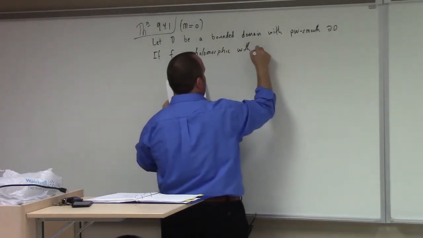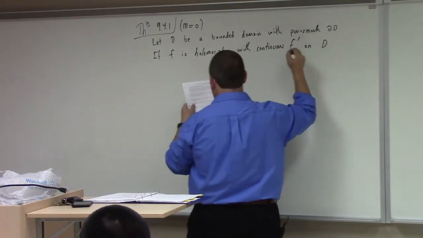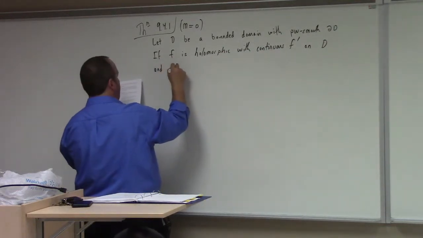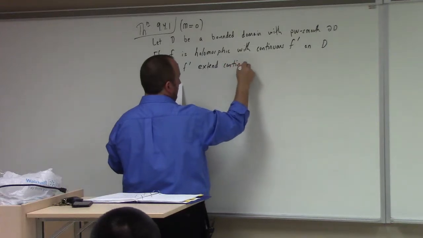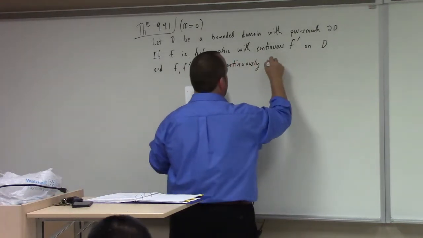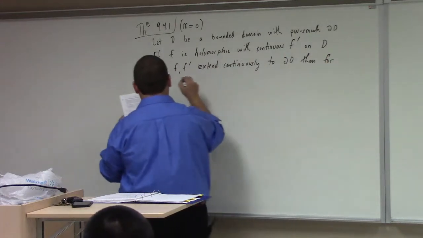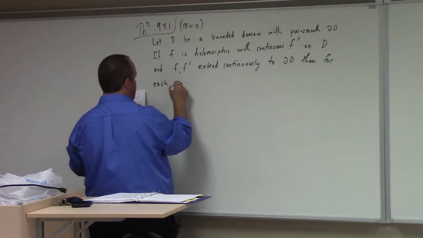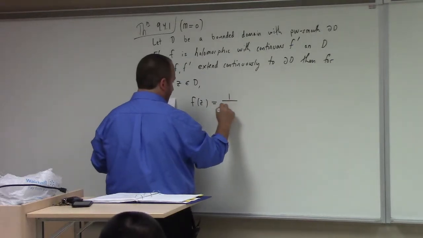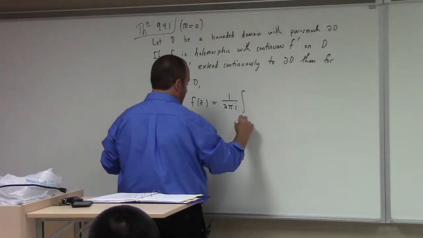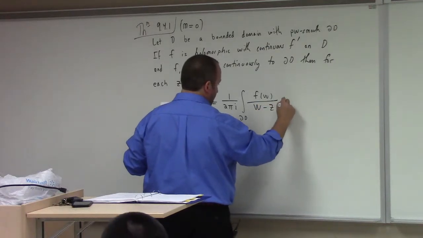with continuous f prime on D, and f and f prime extend continuously to the boundary of D, then for each z in D, we have the following formula. f of z is 1 over 2 pi i times the integral over the boundary of D of f of w over w minus z dw.